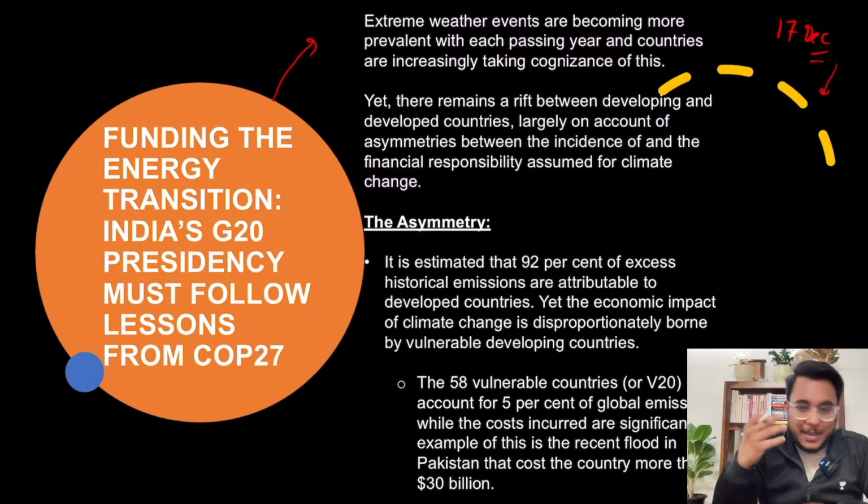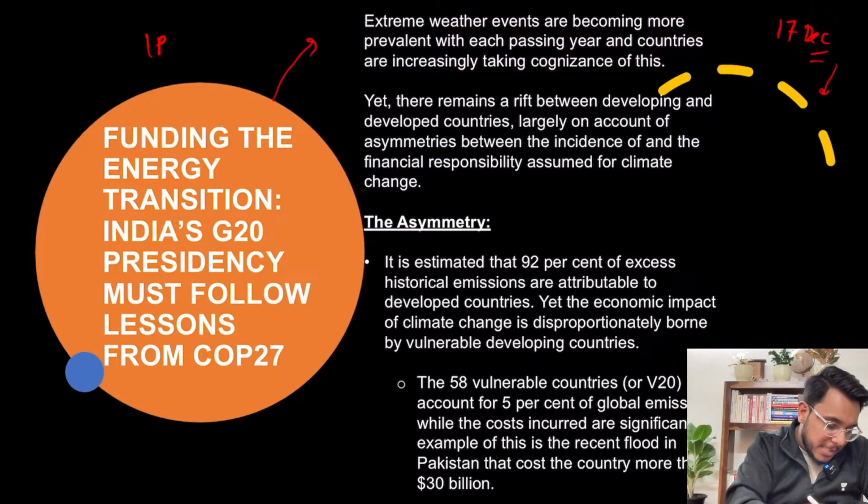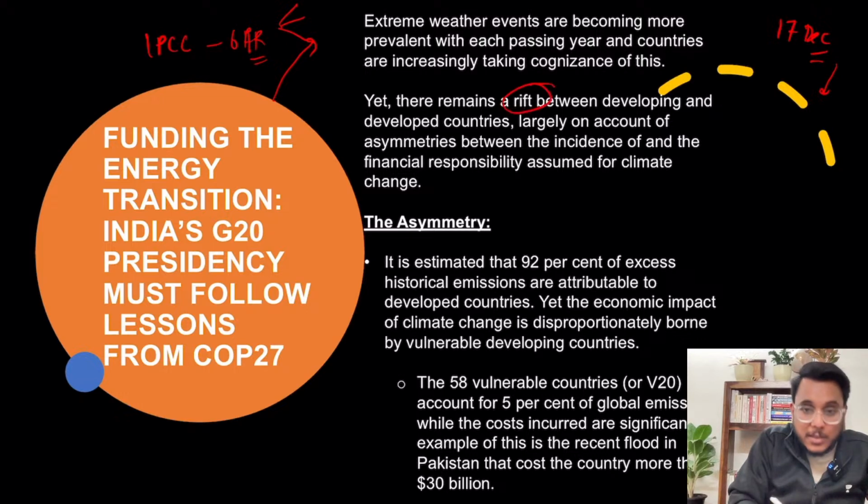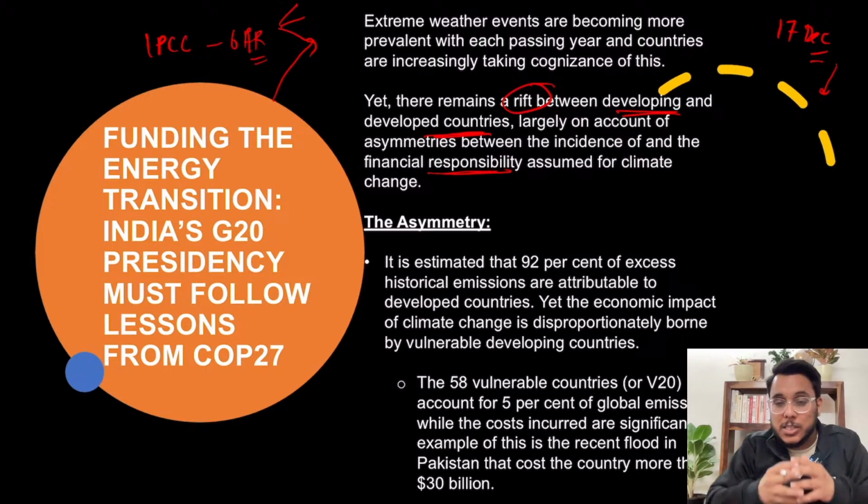Now, guys, see this thing: climate change patterns, unpredictable rainfalls, disturbed patterns in winters and summers have become a routine. Even the IPCC, Intergovernmental Panel on Climate Change's sixth assessment report that was released recently, has very clearly provided that extreme and unpredictable weather events are going to increase in the coming years. But at the same time, there is a rift, a division between the developing and the developed countries. Why? Particularly on the financial responsibilities for climate change that the different blocs have.